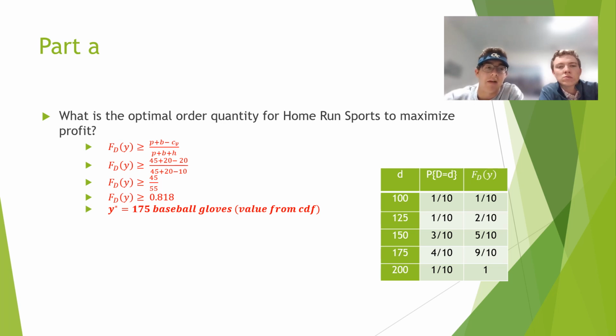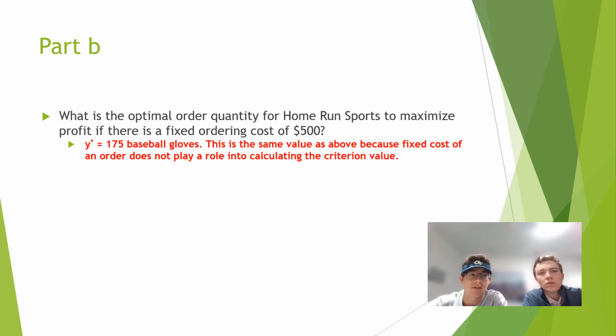Keep a note, we have a salvage value, so that means that the holding cost is negative. That's a negative 10, not a positive 10 there. And then we find that that is 0.818. So then we go over to our CDF, and our y value is on the very far right of the table, and 175 is the first time where that value is over 0.818. So that's how we get our y star value of 175 baseball gloves.